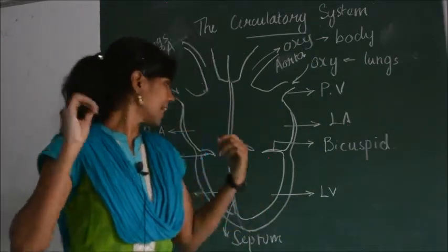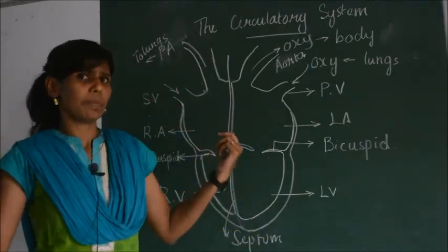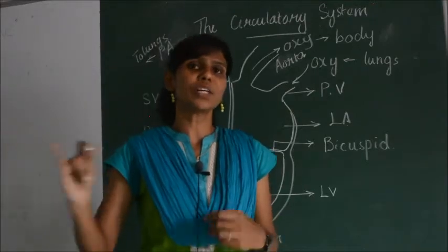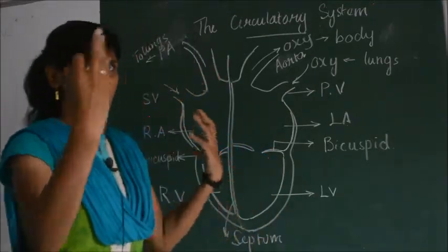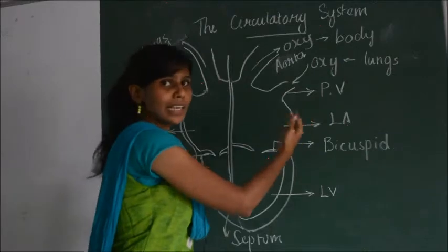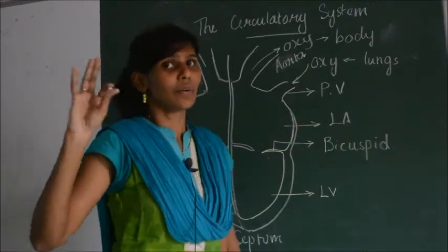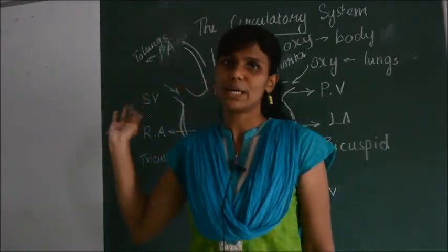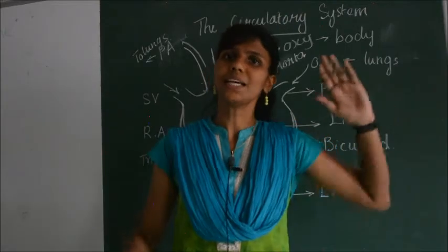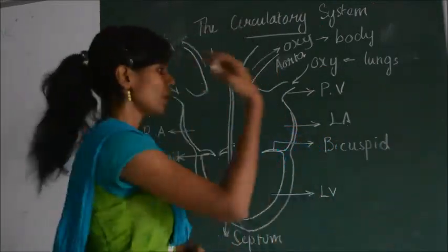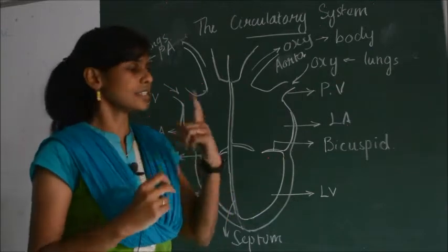In biology, for any image or structure shown on the board or in the textbook, the right side of the image represents the right side. Since this is my right side, I should not say that this is the right side. The right side of the image is this side, so this will be the right side and this will be the left side. It is not this way. Clear? This you should keep in mind.